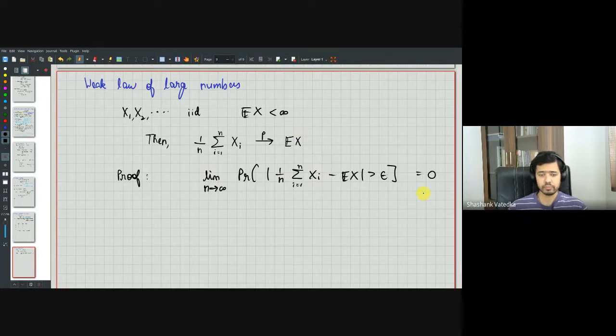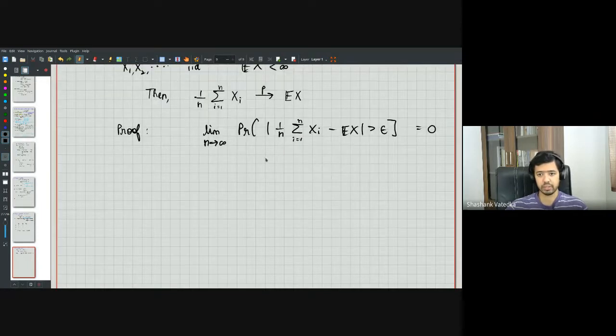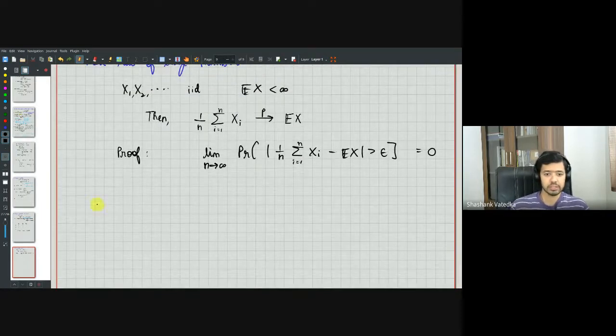Okay, so let's try to prove this. We won't prove it in general because that is a little harder, but it's easier to prove it for random variables which have a finite second moment. So we'll assume that the expectation of x1 is equal to mu. They're all IID, so the expectation of any of the xi's is equal to mu, and this is less than infinity. And we'll also assume that the variance is finite.